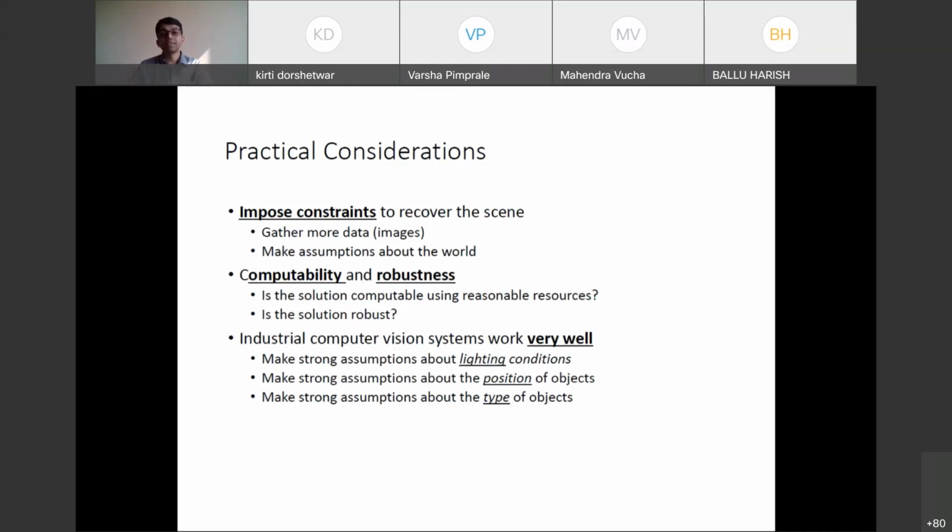Next is computability: is the solution computable using reasonable resources? Because even if it can find what is there in the object, if the algorithm is taking 2 or 3 hours, what is the use of that? So the best example is, whenever you log into any website, there is something called captcha or recaptcha. Specifically, when you try to use the password, after that it asks you to enter the characters which are available.